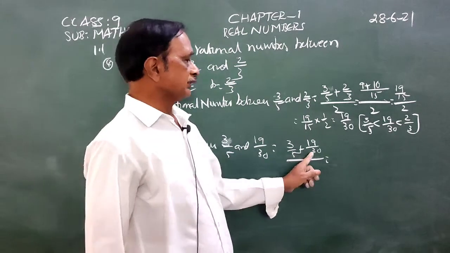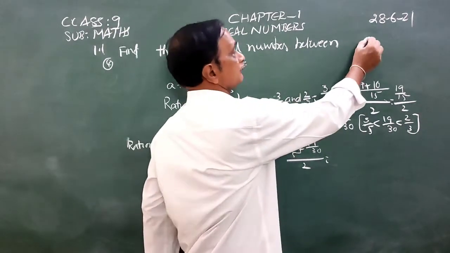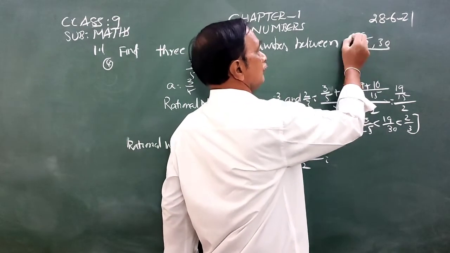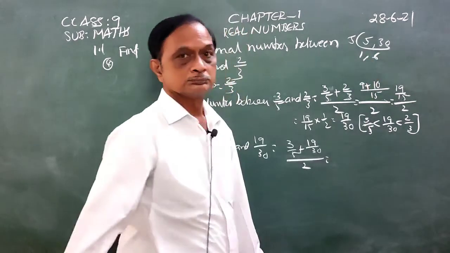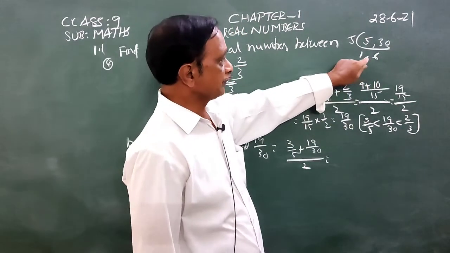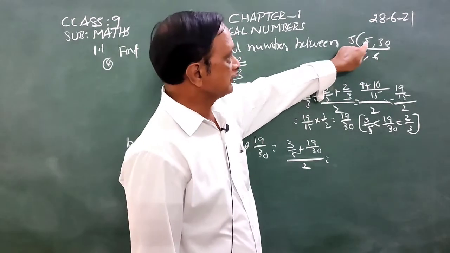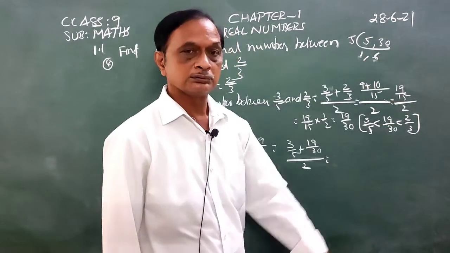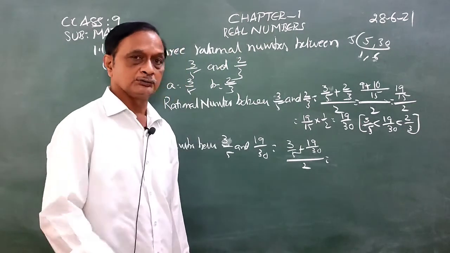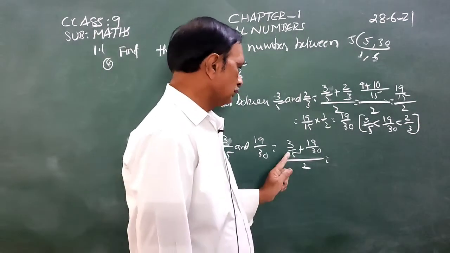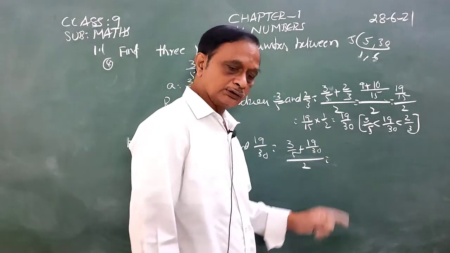What is the LCM of 5 and 30? We find the LCM of 5 and 30. 5 1s, 5 6s. So we don't find any common factor for 1 and 6 except 1. So no need to divide. The LCM of 5 and 30 is 5 into 1 and 6, 30. As 5 is a factor of 30, 30 is said to be the LCM.